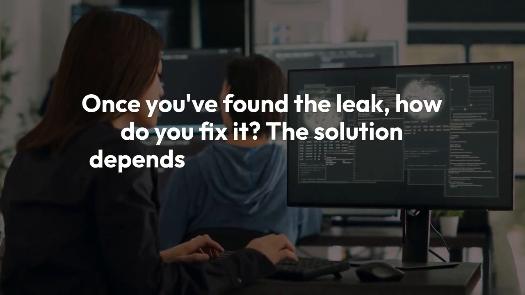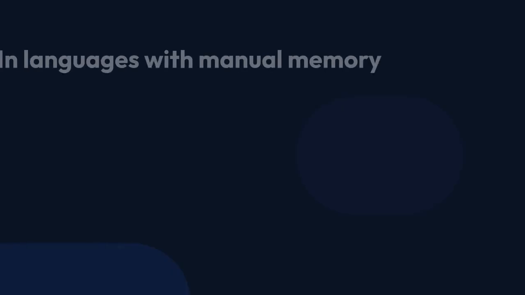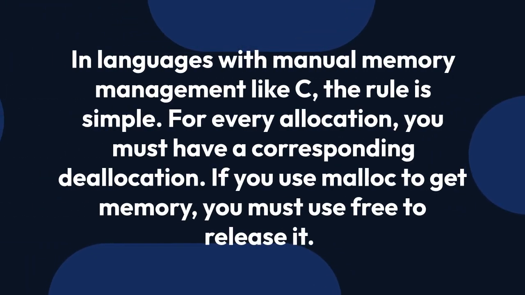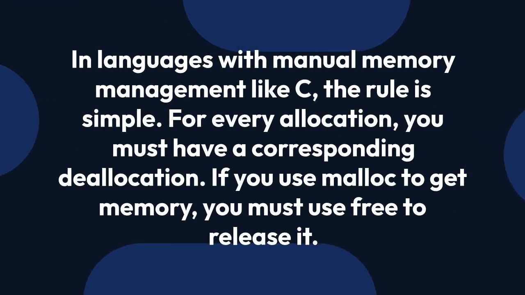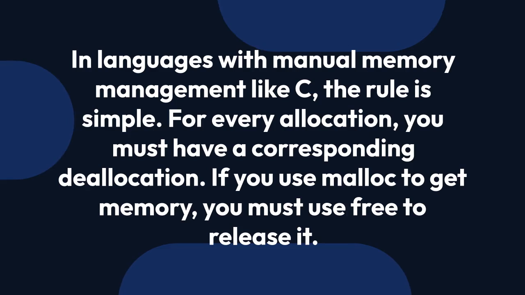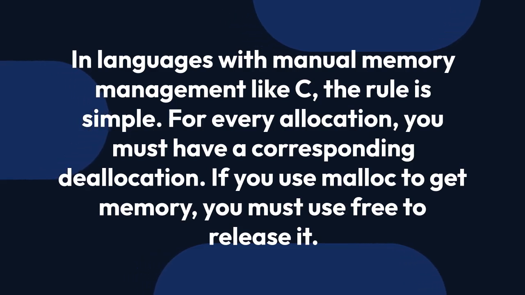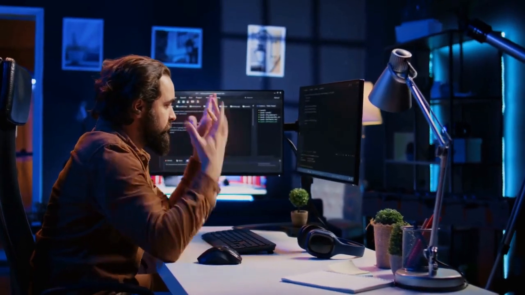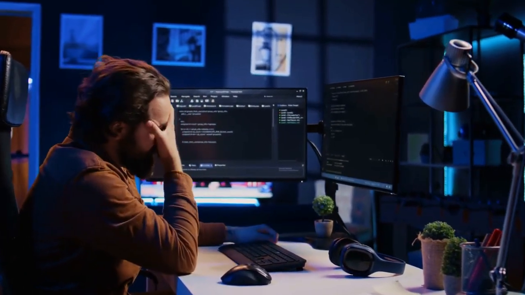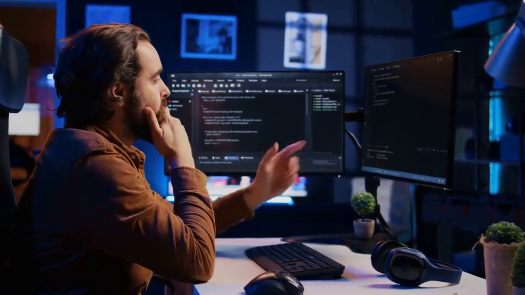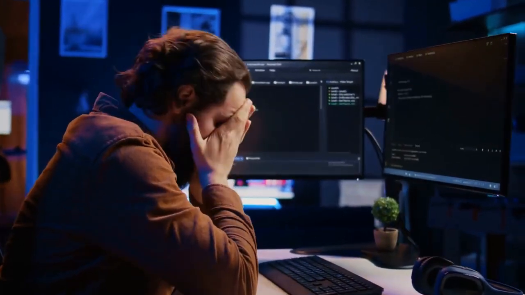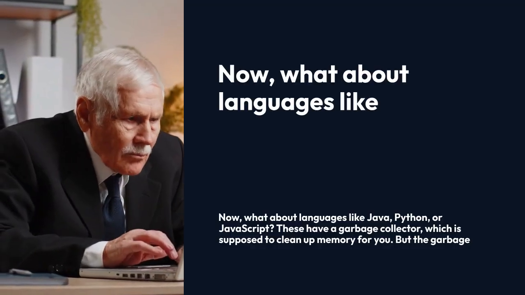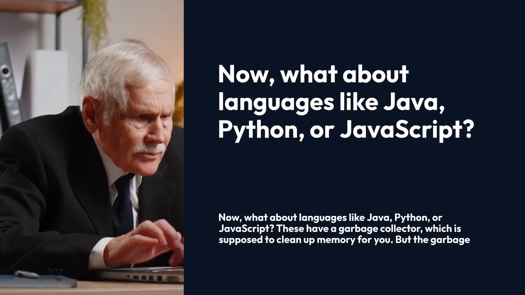The solution depends on your programming language. In languages with manual memory management like C, the rule is simple. For every allocation, you must have a corresponding deallocation. If you use malloc to get memory, you must use free to release it. In modern C++, it's much better to use smart pointers, which handle this for you automatically and prevent many common mistakes. Now, what about languages like Java, Python, or JavaScript?